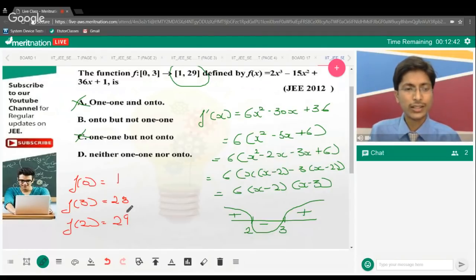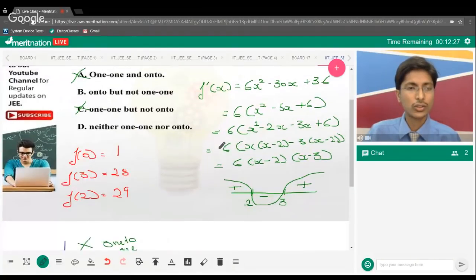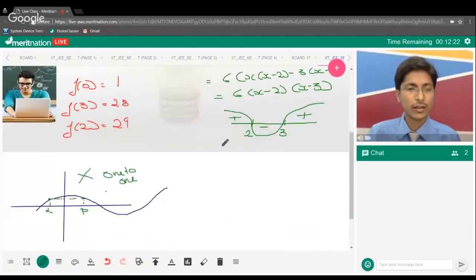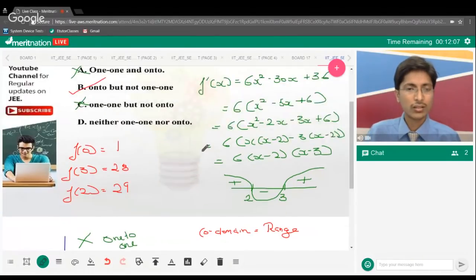Okay, now guys, as you can see, the 3 crucial points are giving the value between 1 and 29 itself. So my codomain is equal to range. We can say that the function is onto. So we have the answer as B. We have codomain equals to range. So that resulted in my answer.